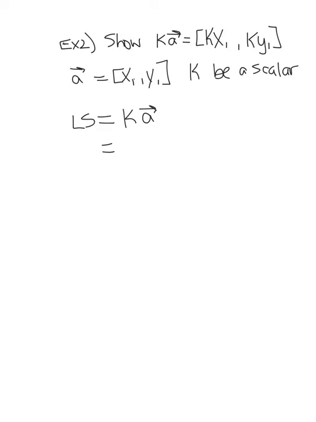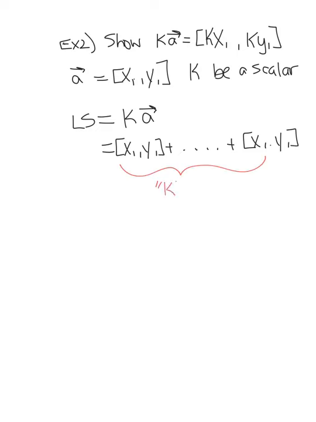Now, when we're doing a proof, we can't just choose a number and say that it works. We have to prove that it would work for any number that we could possibly put in here. So what I'm going to say is that we're going to do x1, y1 plus dot, dot, dot, plus x1, y1. And we're going to do this k times.